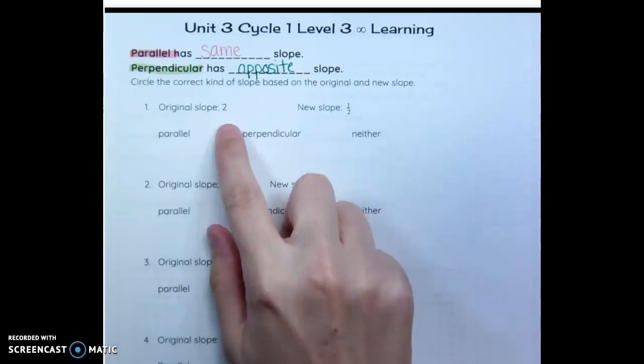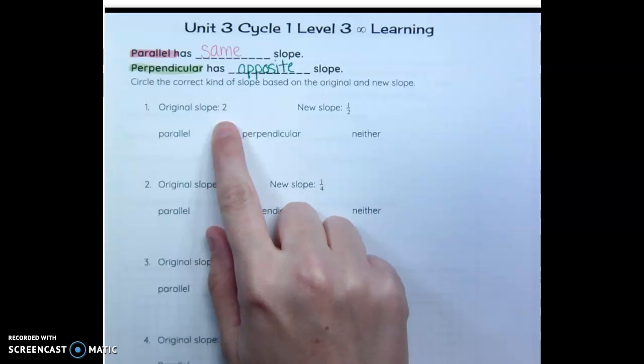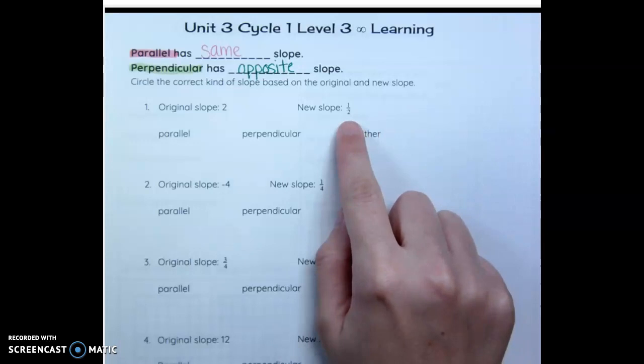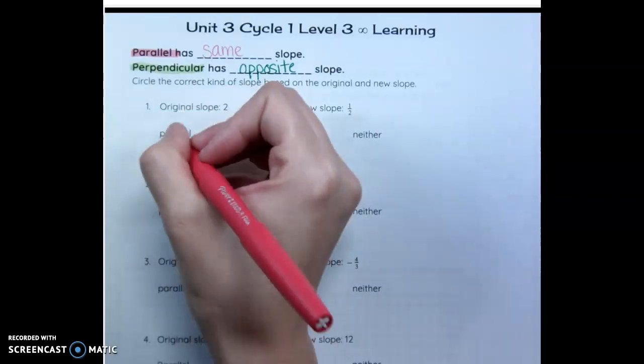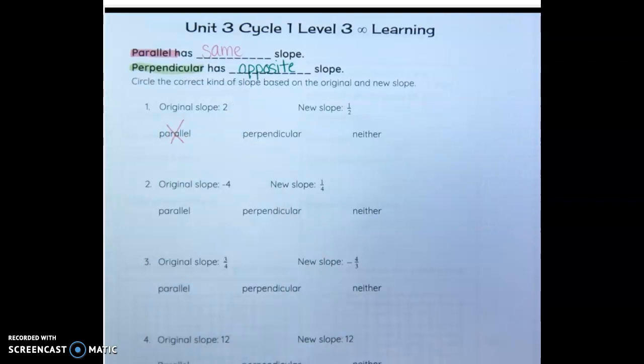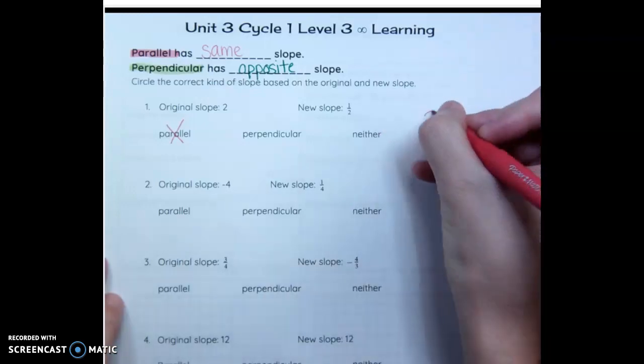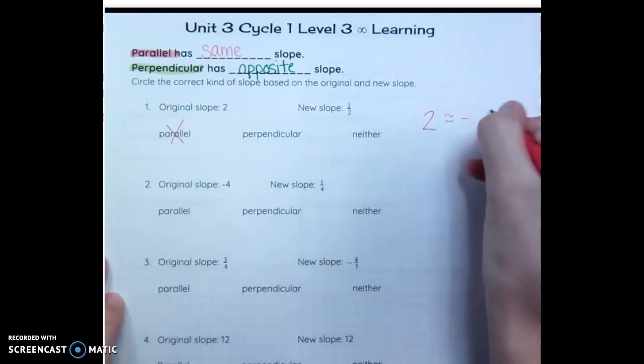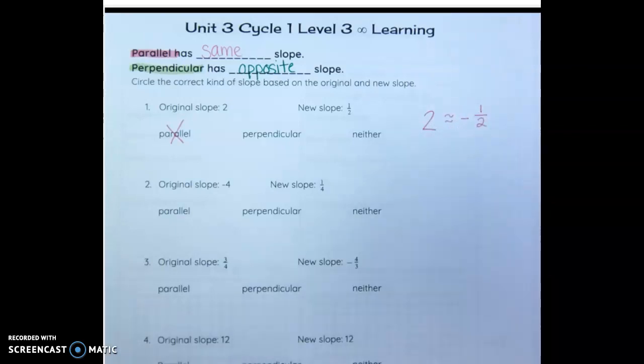So, the original slope is 2. Okay, that's what you start with. This is telling you your new slope. Now, we know it's not the same, so it cannot be parallel because 2 is not the same as a half. So, is it perpendicular? Do they have opposite slopes? Almost. The opposite of 2 is negative 1/2. You change the sign and flip it. Okay? Flip the fraction and change the sign.